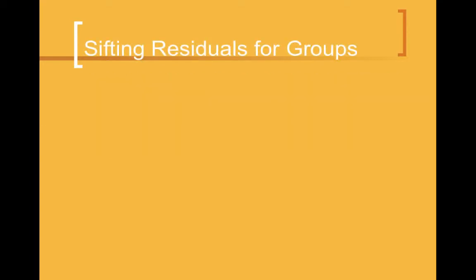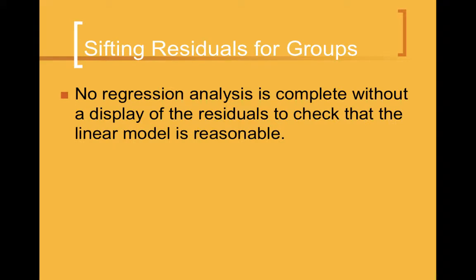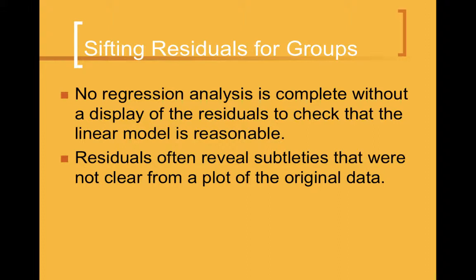Sifting residuals for groups. No regression analysis is complete without a display of the residuals to check that the linear model is reasonable. You must check your residual plot to make sure that your linear model is appropriate to be used. Residuals often reveal subtleties that were not clear from a plot of the original data. Again, our residual plot will show us if there are some other variables that are having an effect on our relationship and that we need to do something to help get rid of them.